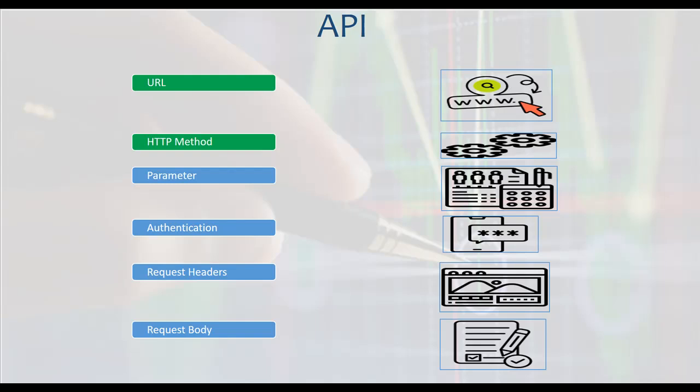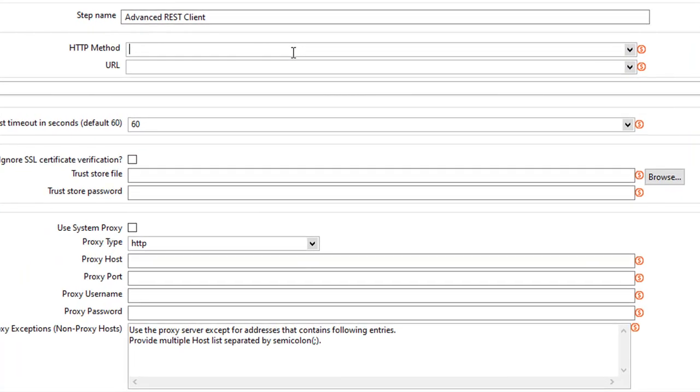Now, let's go to the Process Studio again and see the configuration of the advanced REST client. Let's first specify the HTTP method as GET. We can also take the method from a field. So, if you want to select an HTTP method from a field, choose the field from the drop-down list. Specify the URL of the Weather API in the URL.